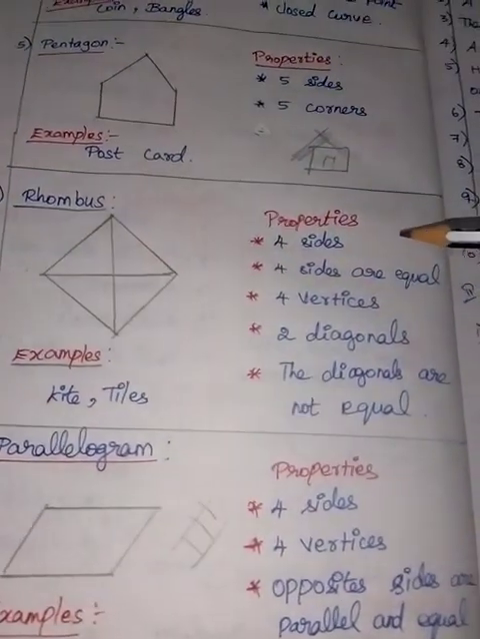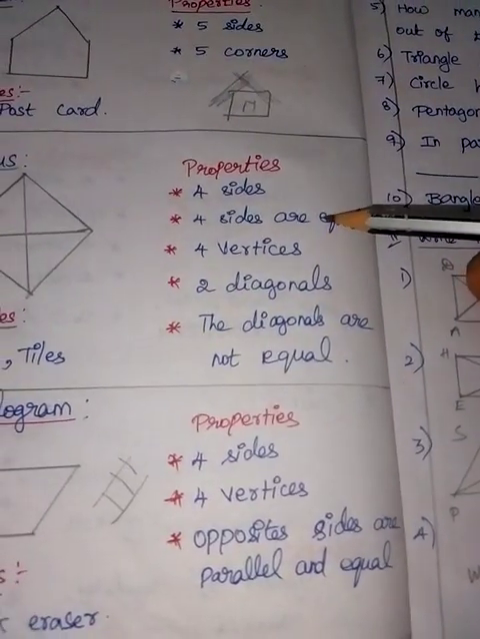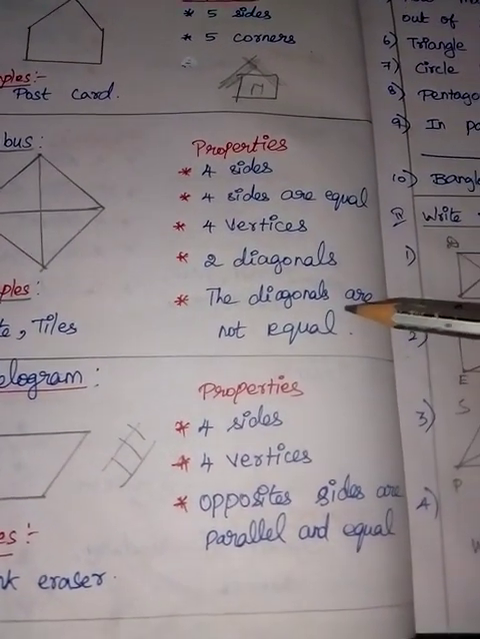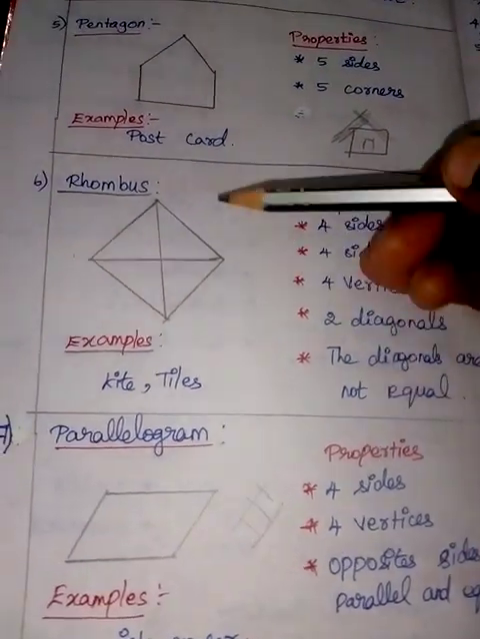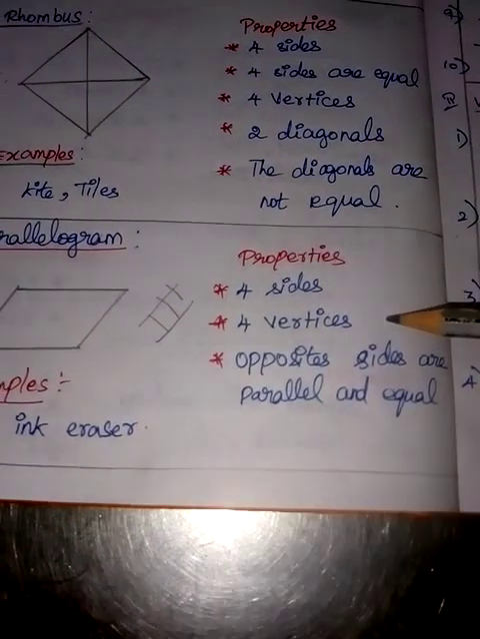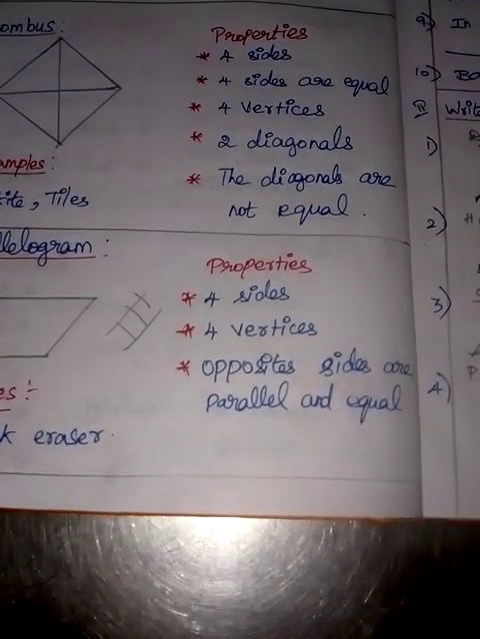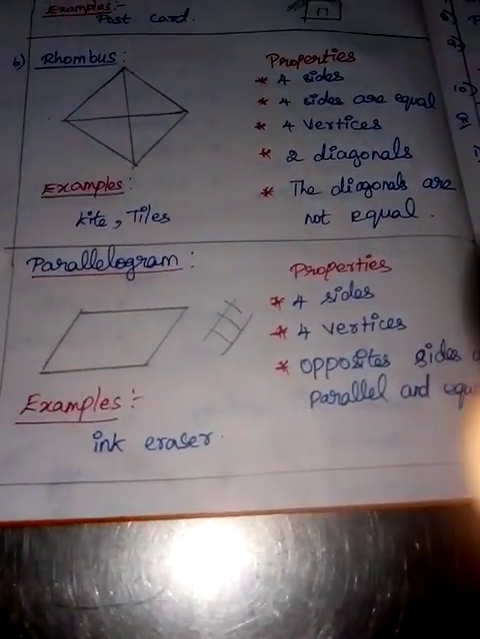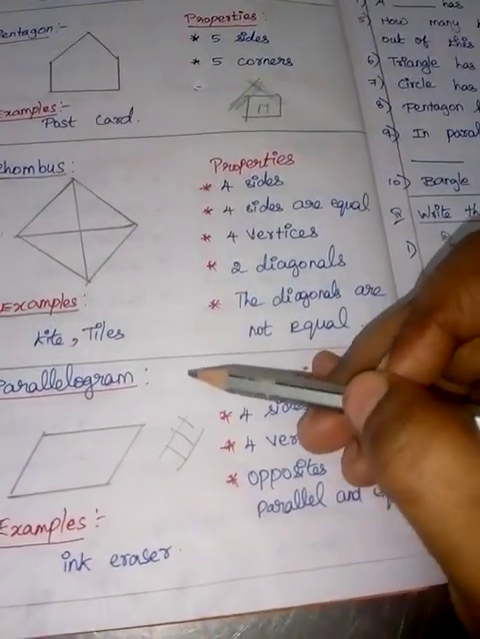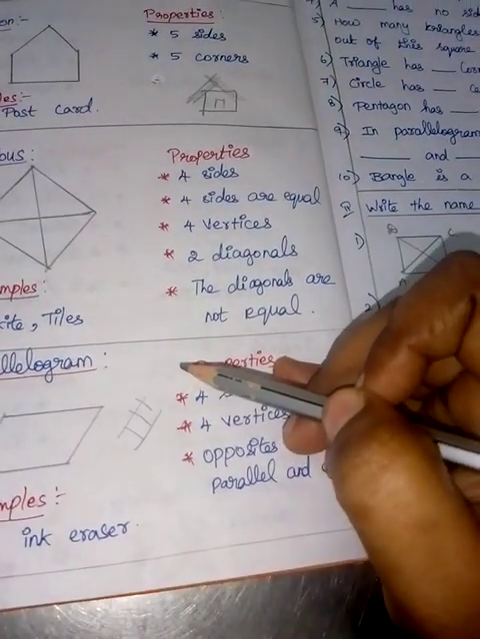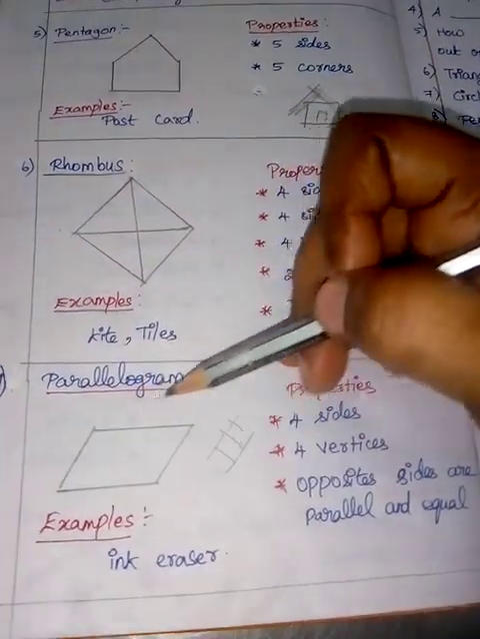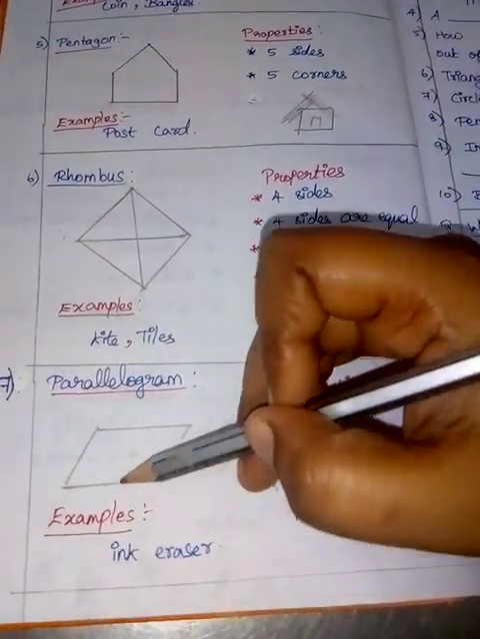Rhombus. A rhombus has 4 sides, all 4 sides equal. 4 vertices, 2 diagonals. Diagonals are not equal in length. Example: kite. Parallelogram: 4 sides, 4 vertices. Opposite sides are parallel and equal. Example: ink eraser. What is parallel? Parallel lines are like a railway track. There is no joining point of two lines. That line is called a parallel line. Opposite sides are parallel.